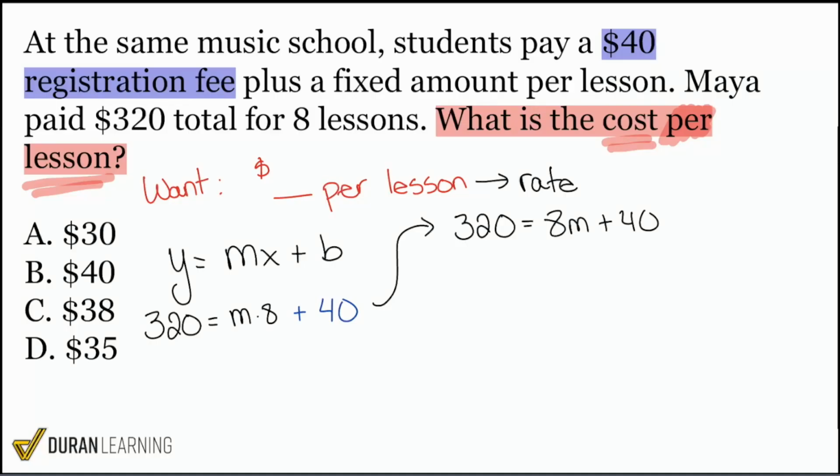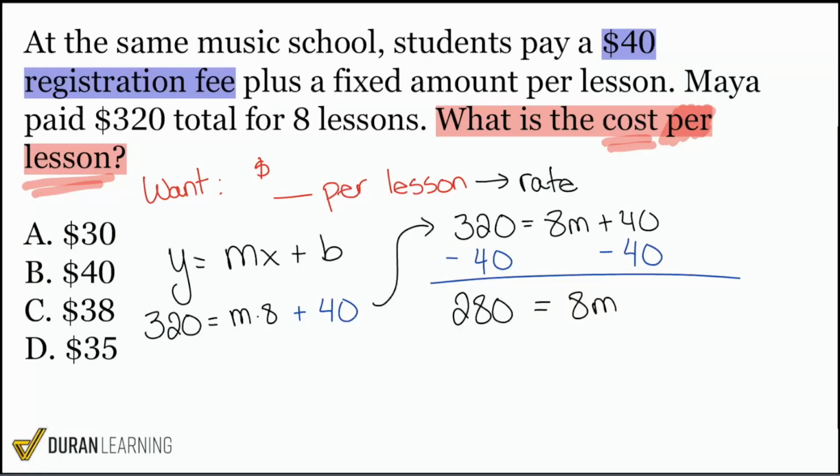To get the m by itself, we have to get rid of the 8 and the 40. The 40 goes away first. So we'll subtract 40 from both sides. Perfect. Once we do that, we have 280 on the left side equals 8m, because we're going to cancel the 40s on the right. And then our last step is going to be to divide both sides by 8. So we'll show that right over here, and the 8 cancels out. Now we'll do just a little bit of long division.